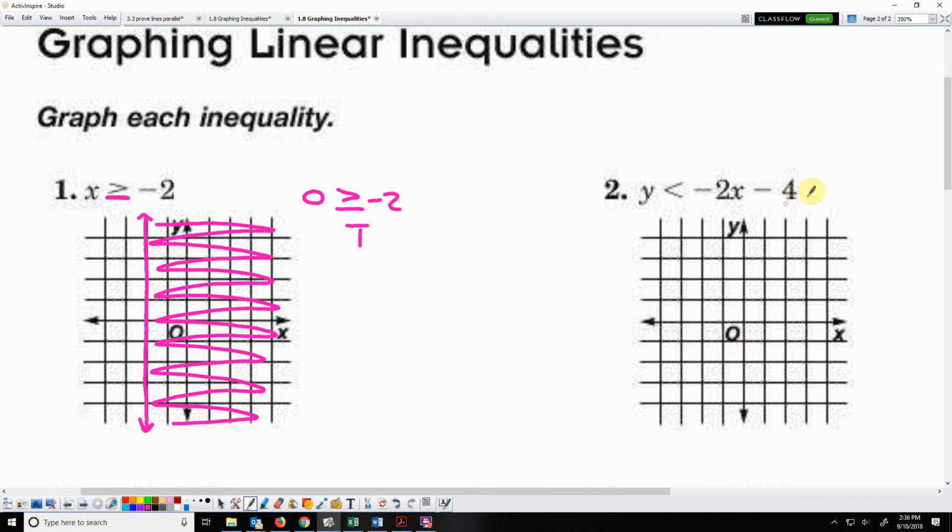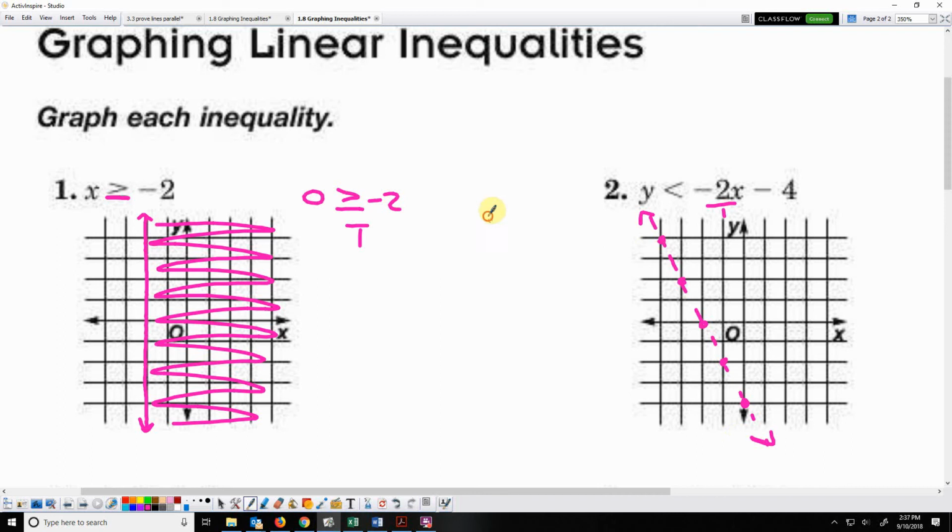Here in number 2, we have a y-intercept of -4. So we're going to start down 4 on the y-axis. And we have a slope of -2, so that's -2/1. We go down 2 and right 1. To keep that same slope, we go up 2 and left 1. So there's our slope of -2. And this one is less than but not equal to, so this border does not satisfy the inequality. So that border is open, it is a dotted line.